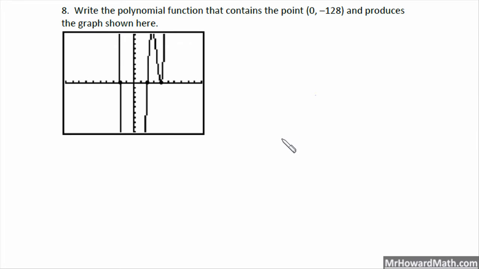Alright, this is the start of video 2, starting with problem 8 on your Unit 9 PreCal review for polynomials. Write the polynomial function that contains the point (0, -128) and produces the graph shown below.